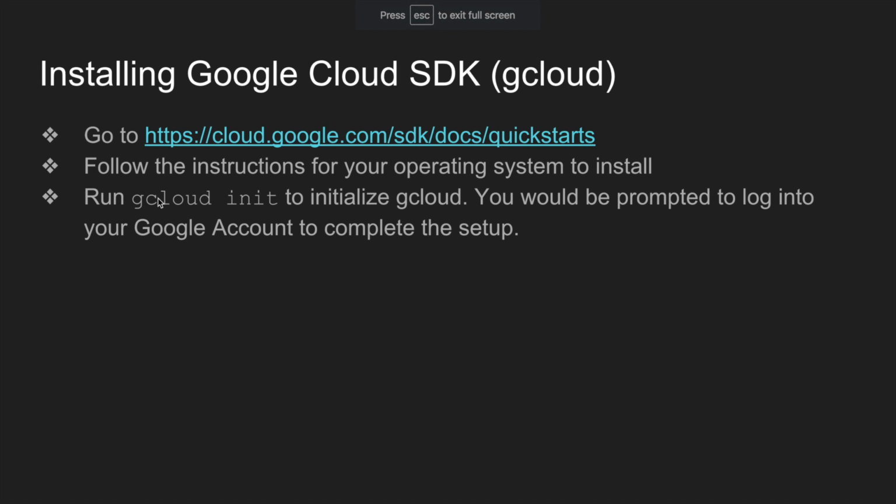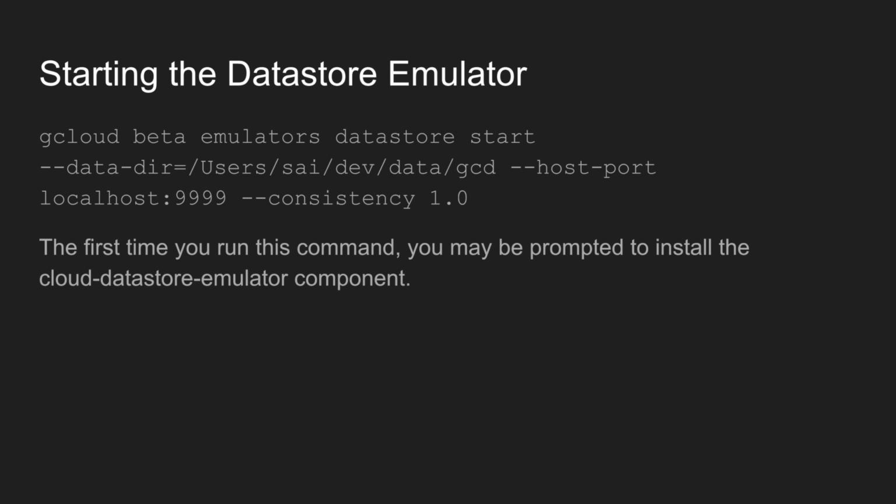And then run the gcloud init command. Once gcloud is installed, you would initialize the gcloud tool. You will be prompted to log into your Google account to complete that setup. So finish that. Now, to start the Datastore Emulator, this is the command. Of course, you can find the details about this command in the official documentation.